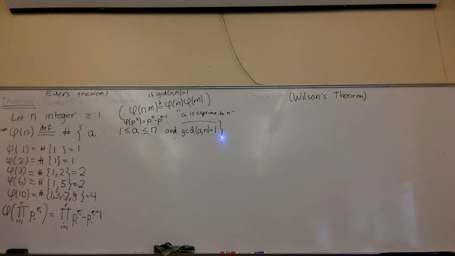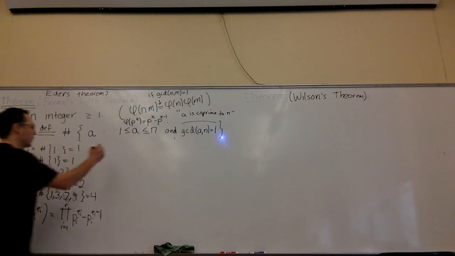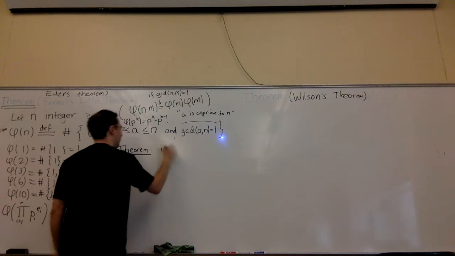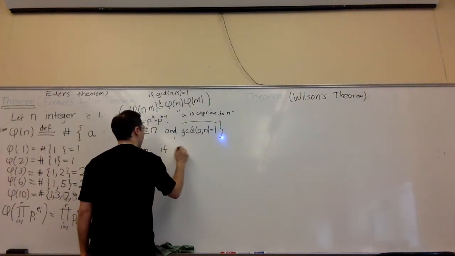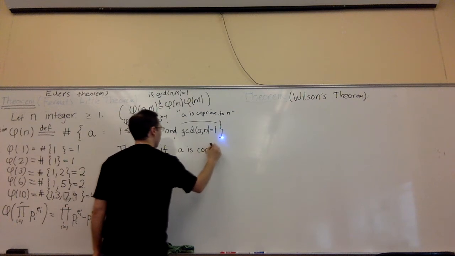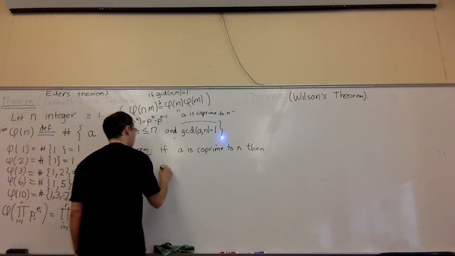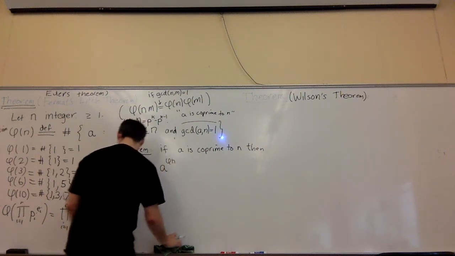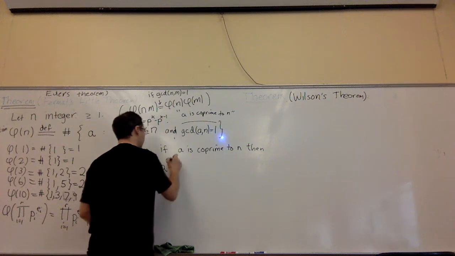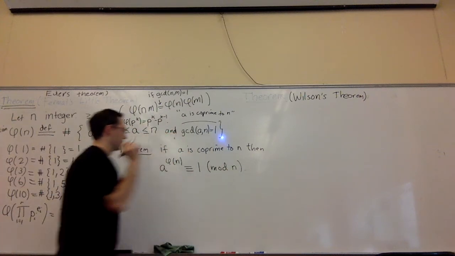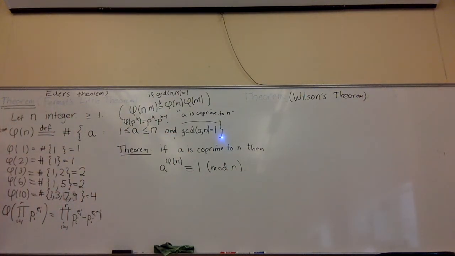So let me tell you what Fermat's little theorem is. It's another fact about the Euler phi function, which I haven't stated yet. Theorem: if a is coprime to n, then a raised to the power of phi of n is congruent to 1 modulo n. Okay?